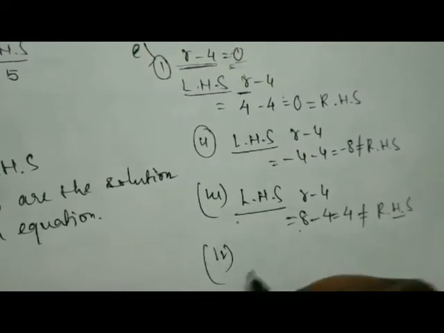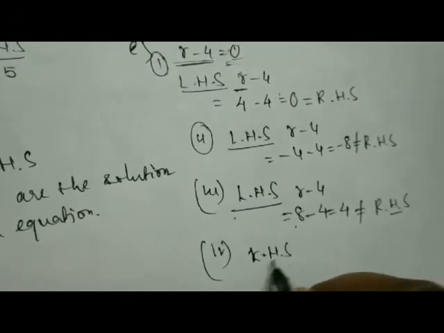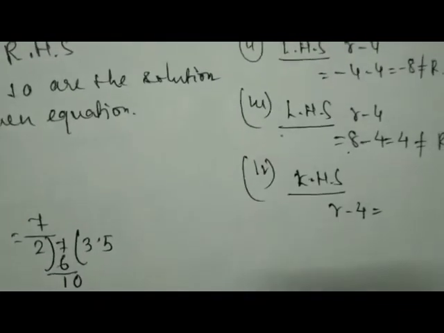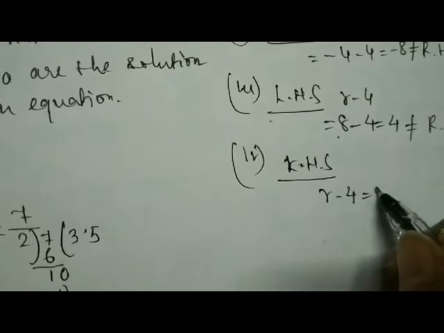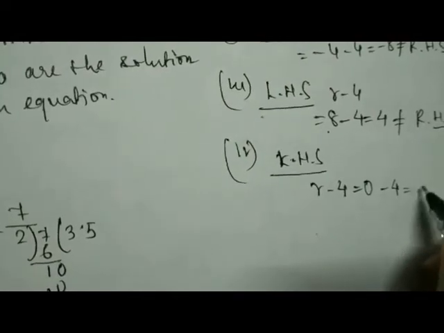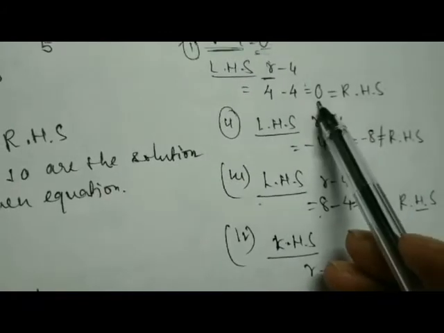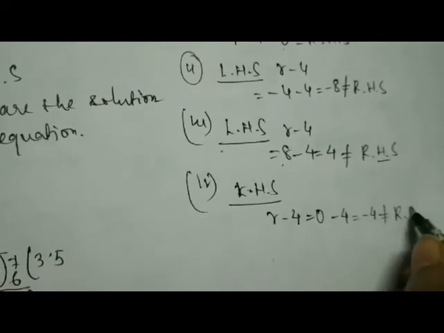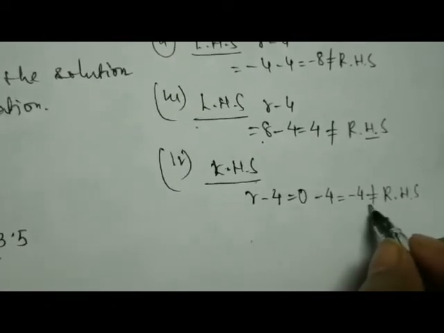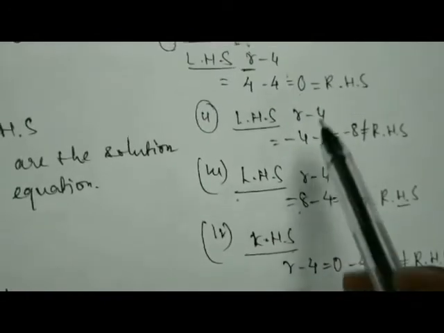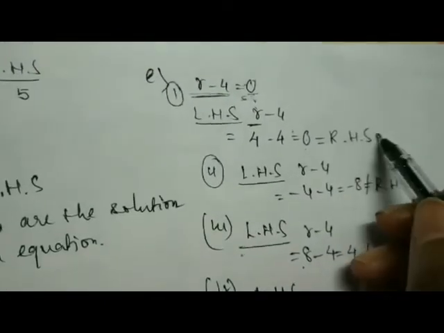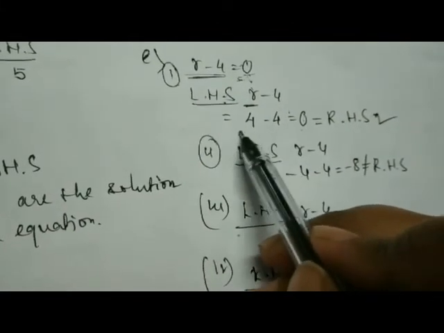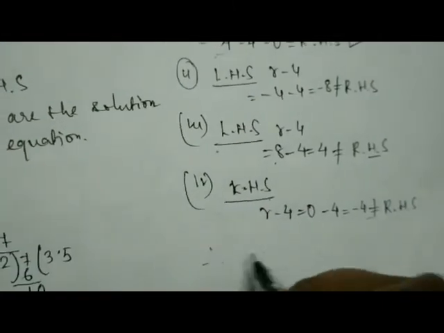And in the last option, again we'll write left hand side, and we'll put 0 here. So 0 minus 4 is minus 4, and on the right hand side we have 0. So that means this is not the value on the right hand side. So we'll write left hand side is not equal to right hand side. So what we have seen here is that only this one matches, that means the value of r will be 4 here.